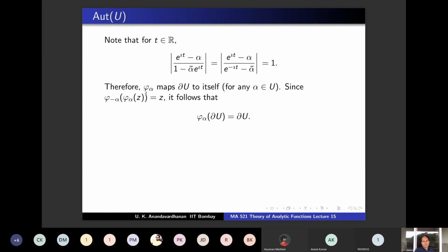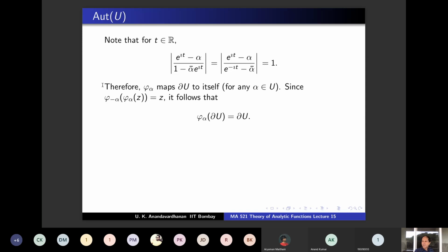If Z is in the boundary, you have to show that it has a pre-image, and my claim is that it is phi minus alpha. So maybe I will change this. Let this be alpha and this be minus alpha. So phi minus alpha of Z is a pre-image, and phi minus alpha of Z is in the boundary of U because Z is in the boundary of U. Phi minus alpha maps boundary of U to itself.